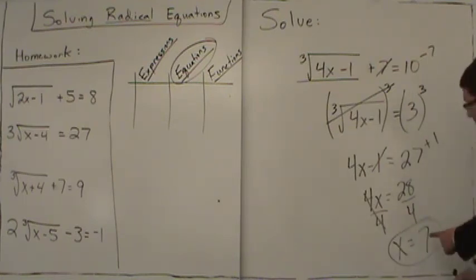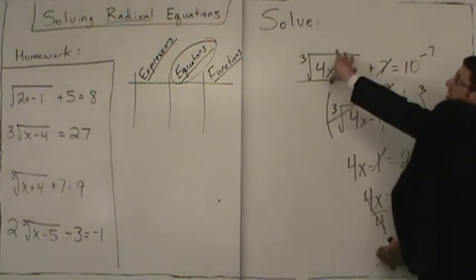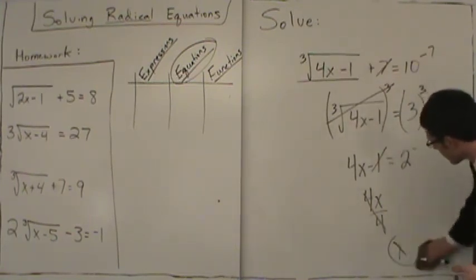You can always check it by putting 7 in. 4 times 7 is 28, minus 1 is 27. The cube root of 27 is 3. 3 plus 7 is 10. It all checks out. One more example.